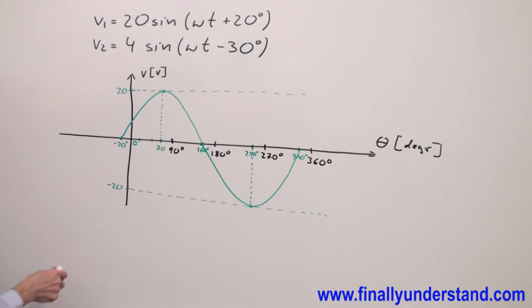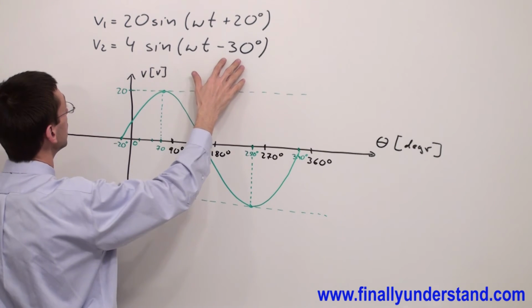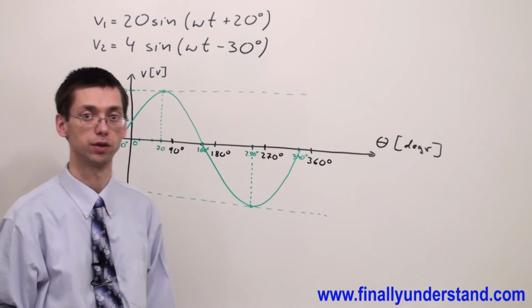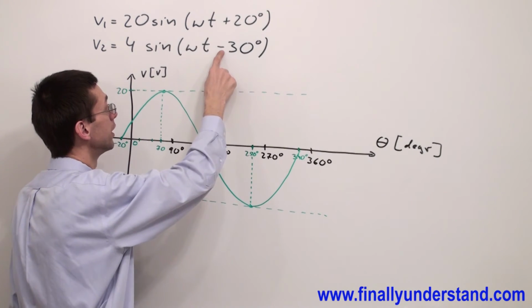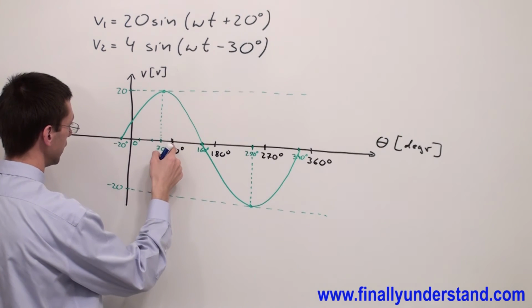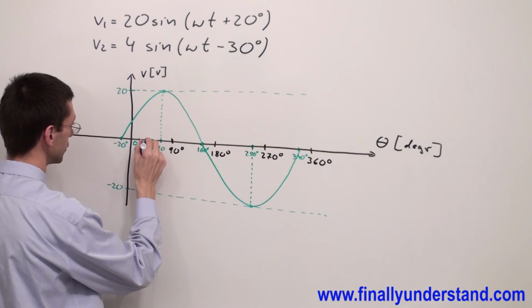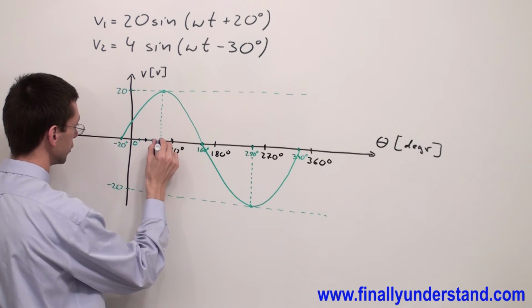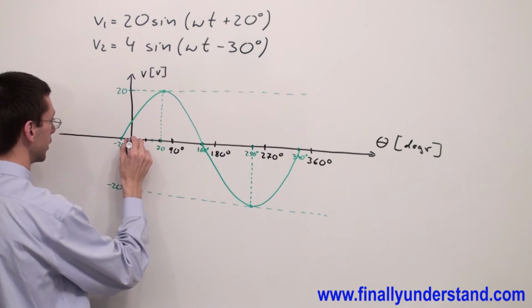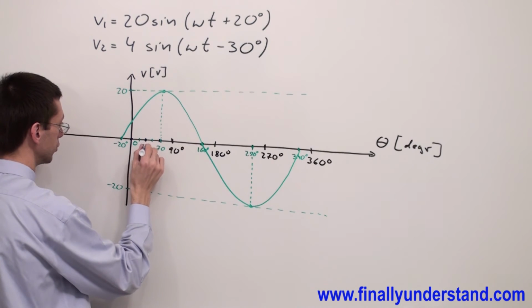Next, I'm supposed to draw the second voltage. The second waveform has to start 30 degrees behind the reference. Why? Because I have negative 30 degrees. So I have to find how much is 30 degrees. 90 divided into 3 pieces is going to give me 30. Okay, so means I have to move my reference 30 degrees. So this is going to be 30 degrees.